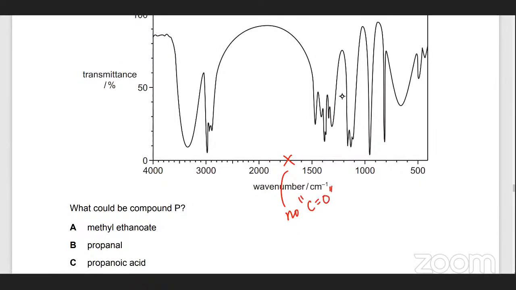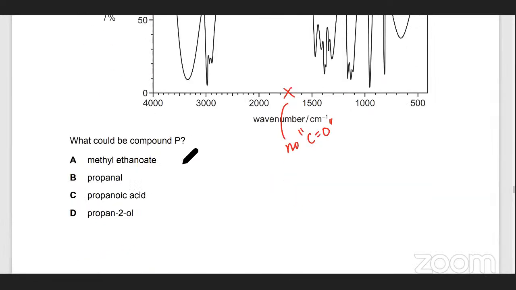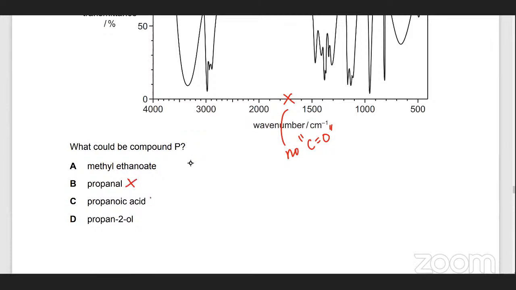Now that would help you eliminate a lot of options. Propanol has C double bond O, that's gone. Propanoic acid has C double bond O, that's also gone. This is an ester. Esters also have C double bond O, they're gone. So the answer is D. Okay, is that clear?